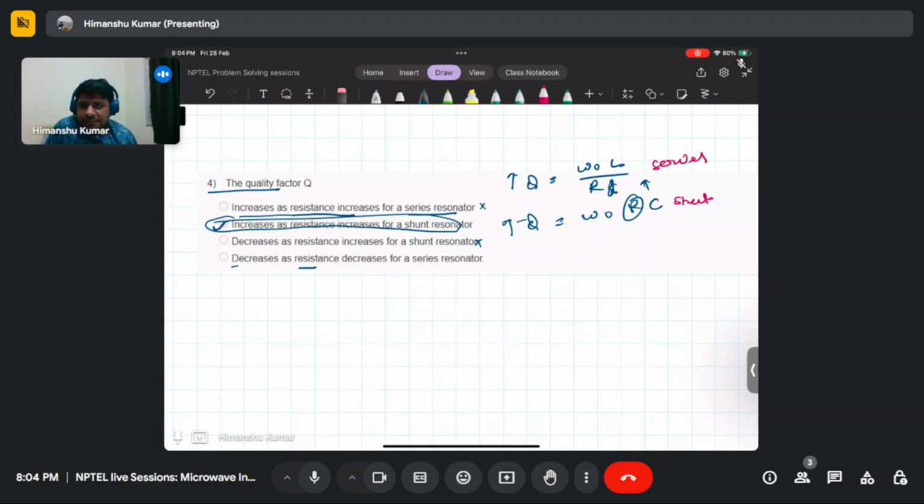Series capacitor. No, no, series inductance, shunt capacitor.